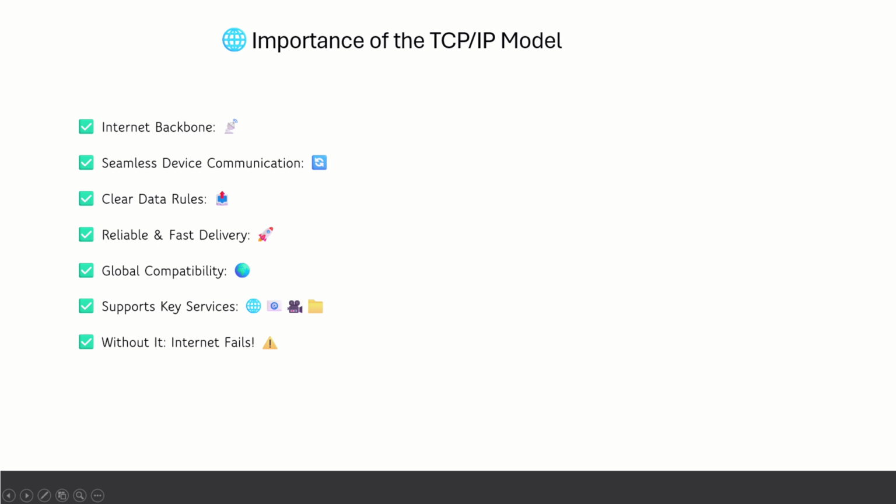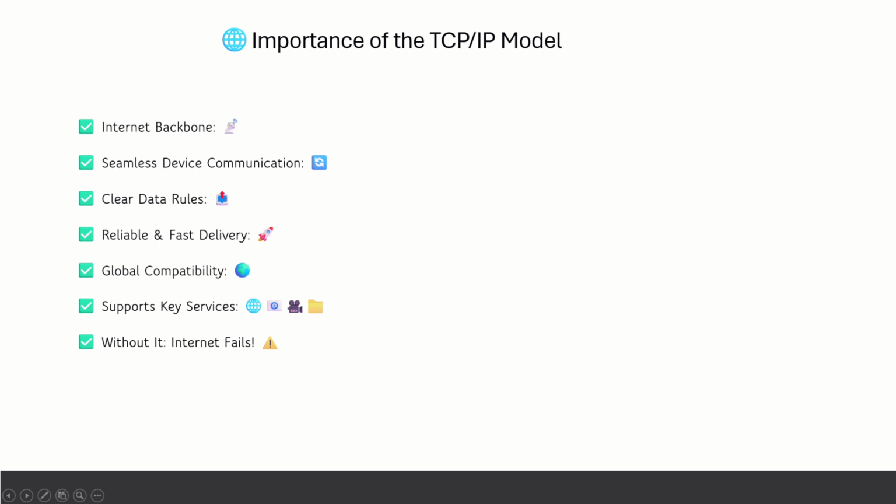By defining clear rules for data transmission, addressing, and routing, the TCP/IP model ensures reliable, efficient, and interoperable communication across diverse networks. Without this model, connecting different devices and networks would be chaotic and inefficient, making the internet as we know it impossible. Its widespread adoption allows for services like web browsing, emailing, streaming, and file sharing to function smoothly worldwide. That brings us to the end of this video.